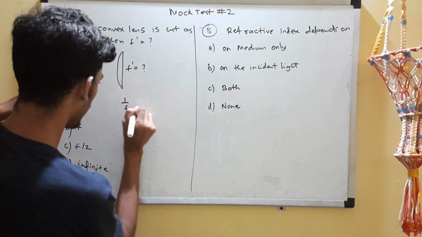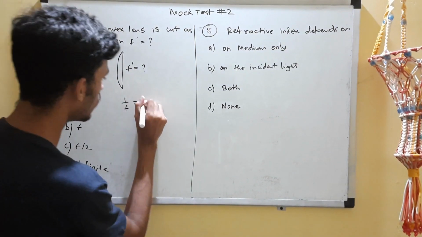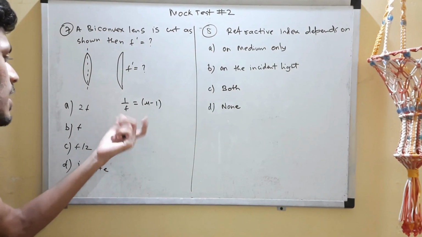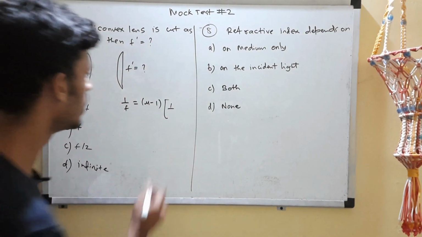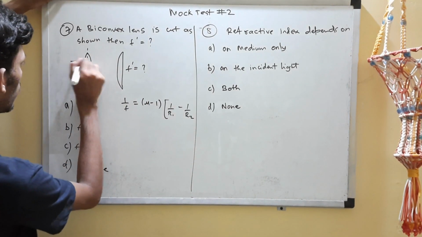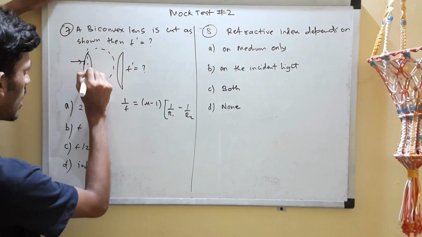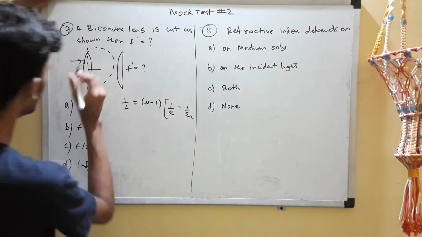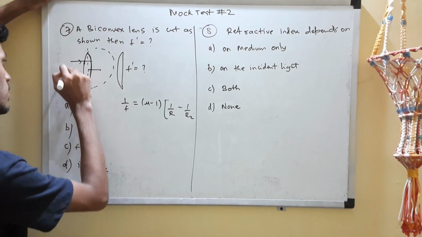So first we'll say 1 upon f, which is the focal length of the original lens. That will be mu minus 1, where mu is the refractive index of the lens and surrounding we will consider as air. So mu minus 1 into 1 upon r1 minus 1 upon r2, right? So r1 is for when the ray strikes this first surface, so r1 is plus r. And r2, if you see, the ray strikes second on this surface, the second surface, so this is r2.